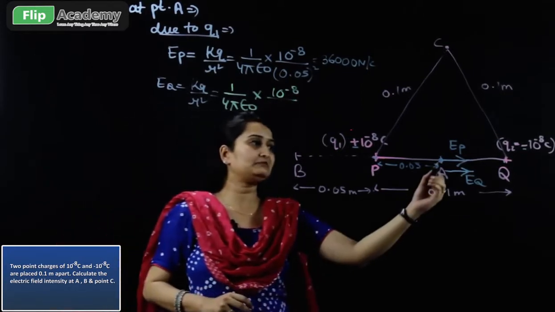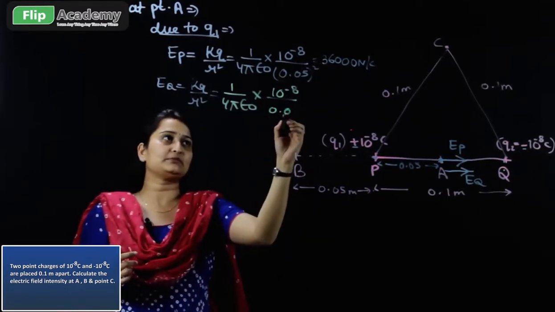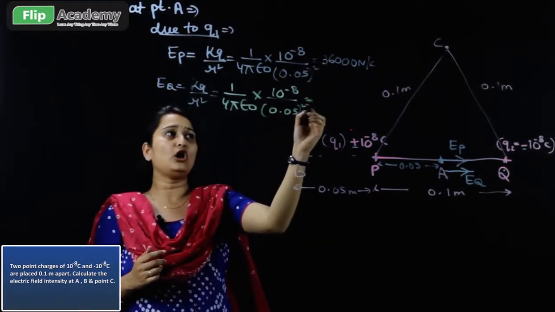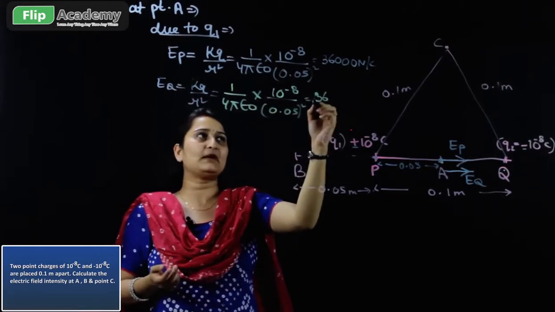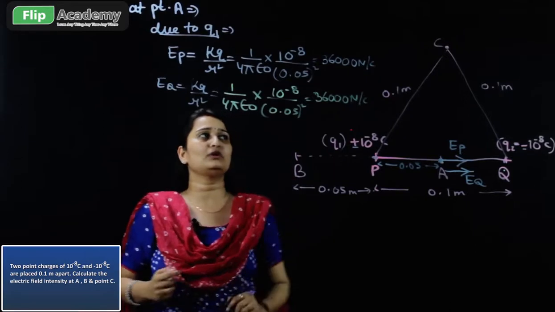R is again the distance between A and Q. What is the distance between A and Q? It remains the same, that is 0.05 whole square. All the values are same, so you will get the same answer obviously, that is 36,000 Newton per Coulomb.